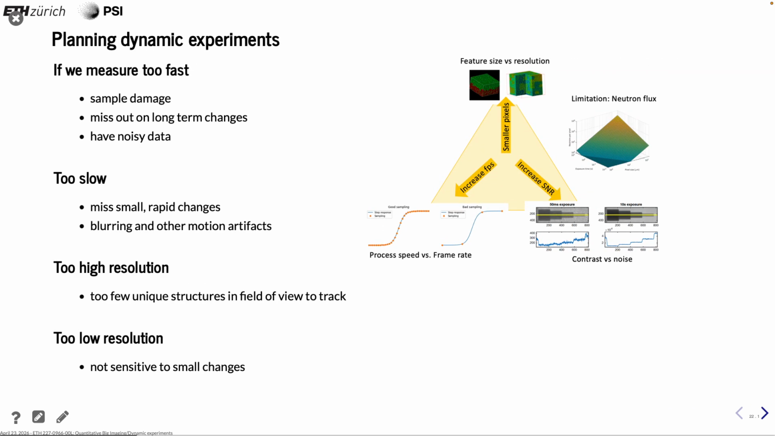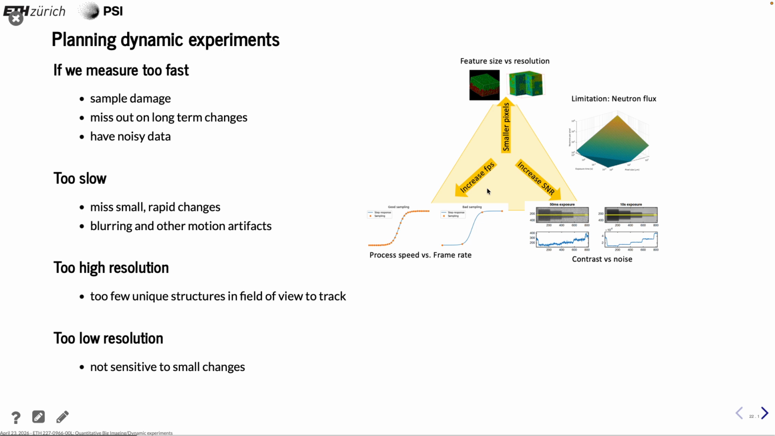So when you're planning your experiment, you can work along this triangle. You have feature size versus resolution, you have contrast versus noise, and you have process speed versus frame rate. And you have to move around in this triangle to find what suits your purpose best. It's not that one is better than the other. It depends on what you need to know.